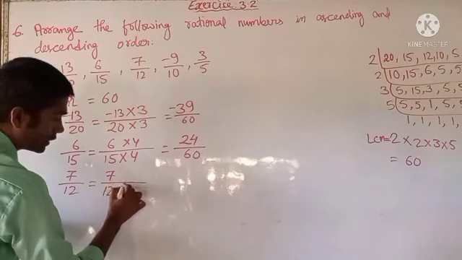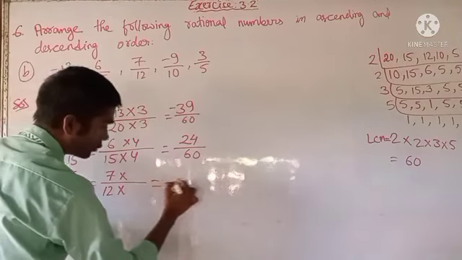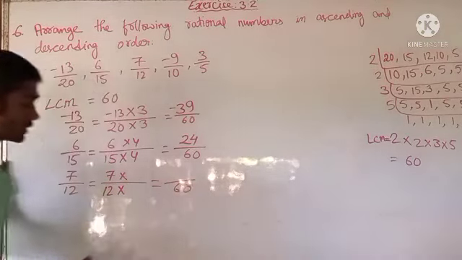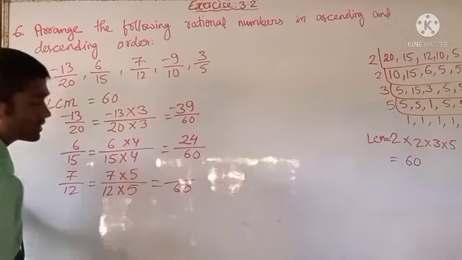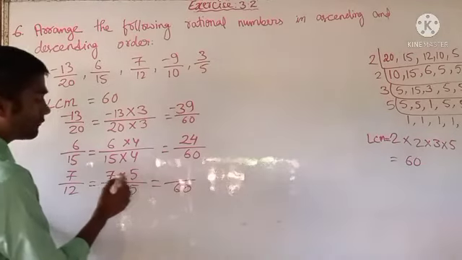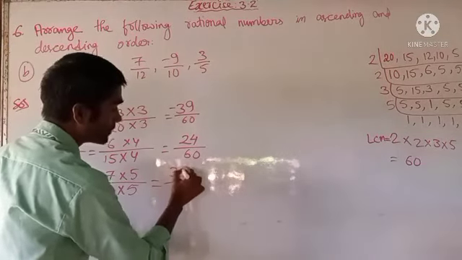7 by 12. By what number will we multiply in order to make the denominator 60? Here, 12 into 5, we know that it is 60. So the same 5 will multiply in the numerator also. 7 into 5 is 35.